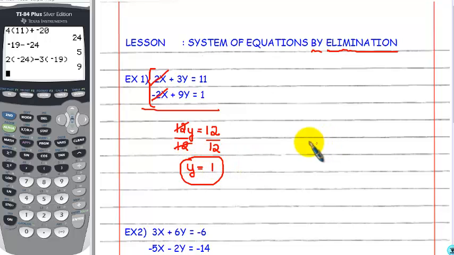Alright. Now that means I have an answer for the y coordinate of this system of equations: y is 1. Now I need to find the x coordinate. To do that, I just need to pick one of these equations. It doesn't matter which one, you can pick any one of them. So I'm just going to pick the first one. So let's say I copy the first one.